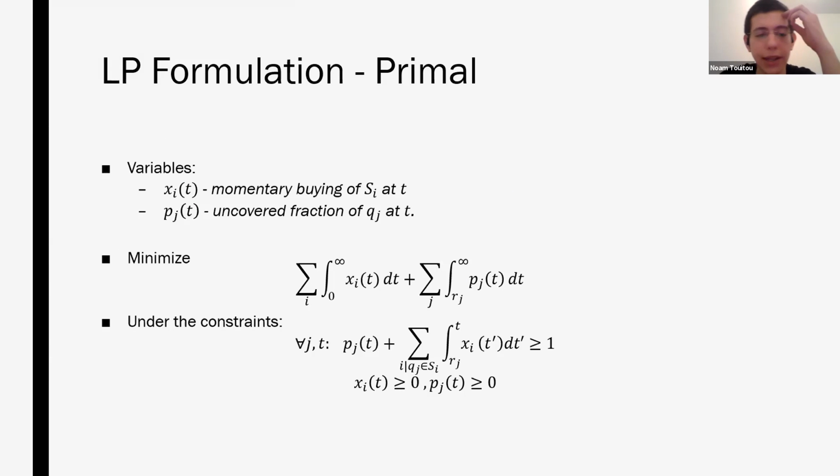Now, I'm not going to go into the dual fitting proof of the fractional algorithm, but I am going to give some taste for this proof, and this taste is going to be just showing the LP formulation of the problem. So this is the LP formulation of the primal LP. So the variables here are x_i^t, the momentary buying of the set Si at time t, and p_j^t, the uncovered fraction of qj at time t. And the goal function, as you can see, consists of two terms. The first term is the buying cost of the algorithm, and the second is the delay cost of the algorithm.